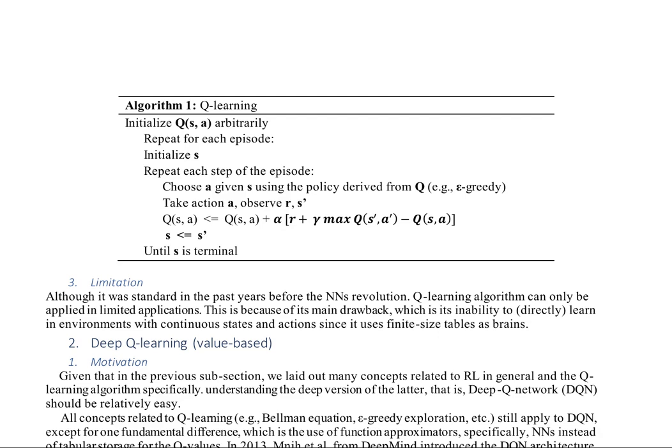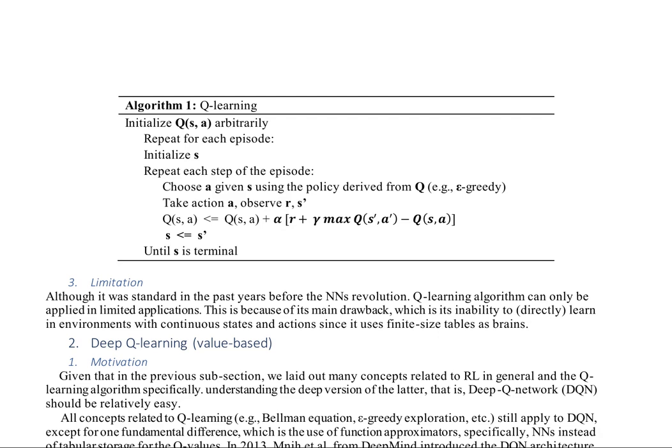To address this, Deep Q-learning (DQN) was introduced, which uses function approximators, specifically neural networks (NNs), to store the Q-values. DQN has been successfully applied in various domains, including medicine, industrial control, and games. The DQN architecture involves two successive designs, with the second one improving upon the first.